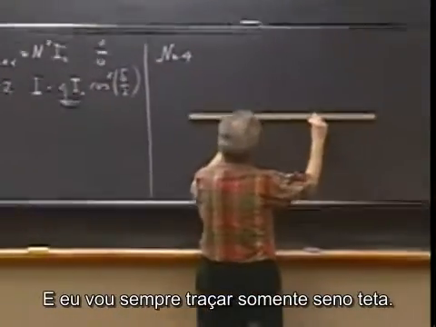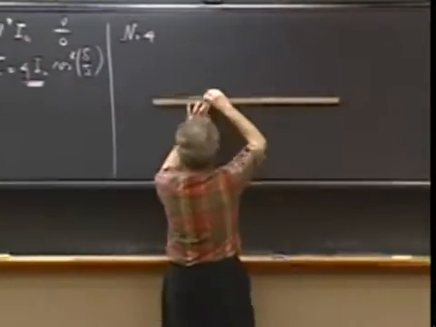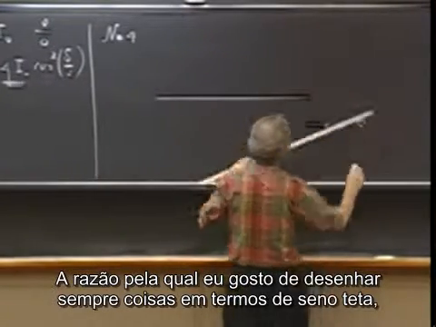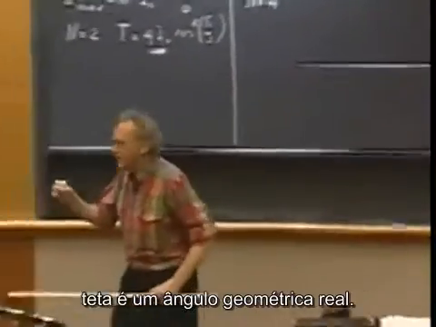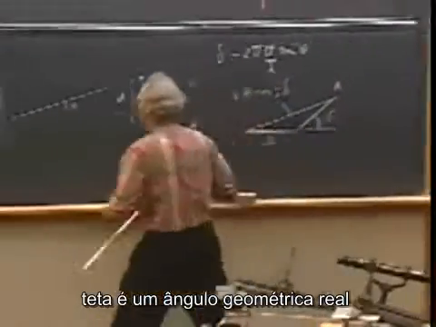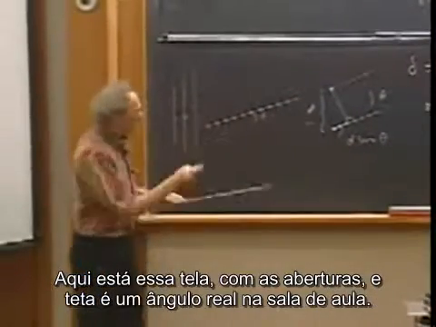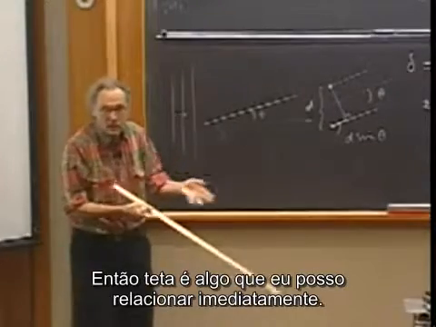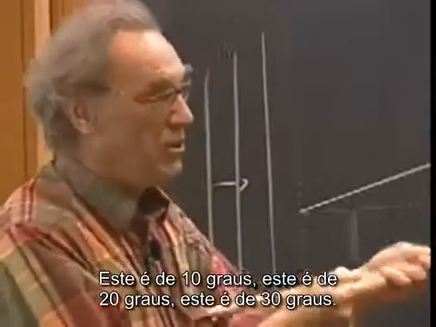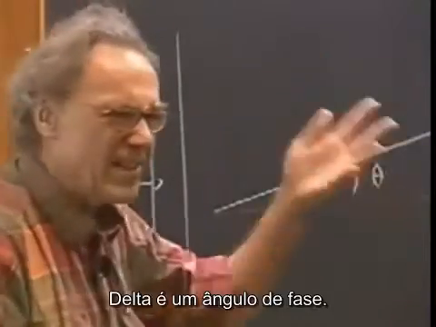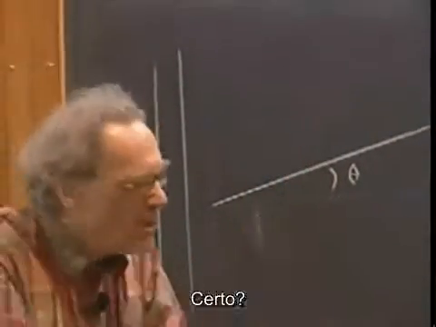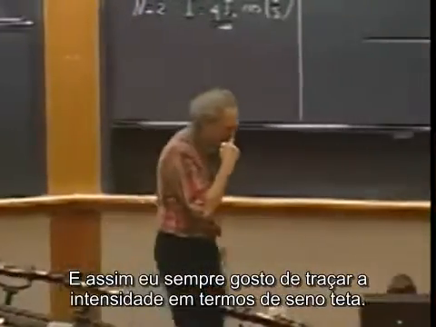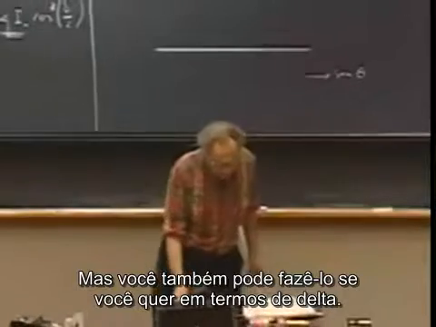And I always plot only sine theta. The reason why I like to plot always things in terms of sine theta is that theta is a real geometrical angle. Here is this screen with the openings, and theta is an actual angle in the lecture hall. So theta is something that I can immediately relate to. This is 10 degrees, this is 20 degrees, this is 30 degrees. Delta is a phase angle, right? That's not a real angle in space. And so I always like to plot the intensity in terms of sine theta, but you can also do it if you want in terms of delta.